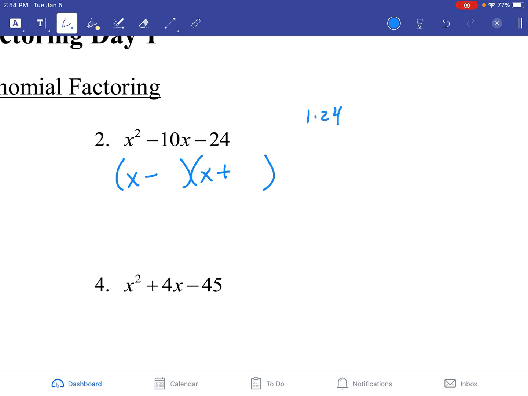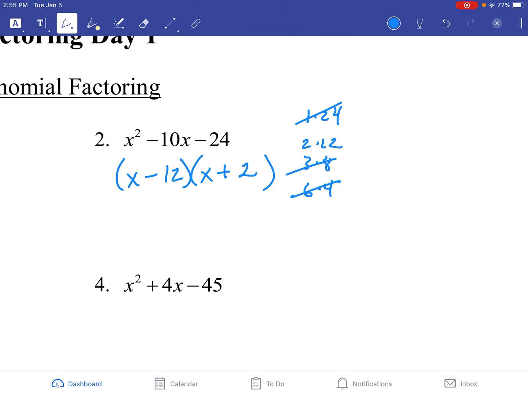We have 1 times 24, 2 times 12, 3 times 8, and then 6 times 4. Now again, if the signs in your parentheses are the same, you add. If they're different, you subtract. Well, we have a negative and a positive in our parentheses, which means we're going to subtract. Well, 24 and 1 won't give you 10 if you subtract them. 12 and 2 will. 12 minus 2 is 10. Now, a lot of people might be thinking, well, 6 and 4 is also 10. Well, not if you're subtracting, only if you're adding. And we have 2 different signs, which means we have to subtract. So the only thing that will work is 2 times 12. In step 5, put the bigger number first.